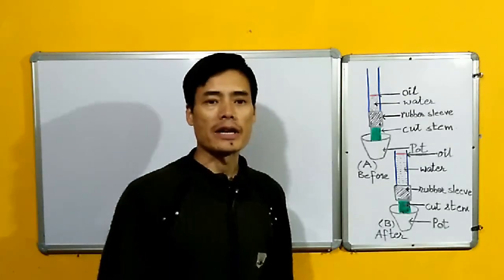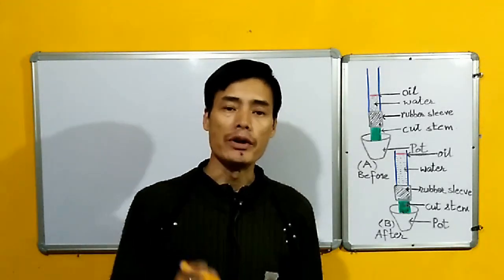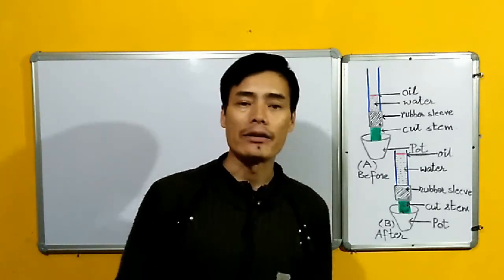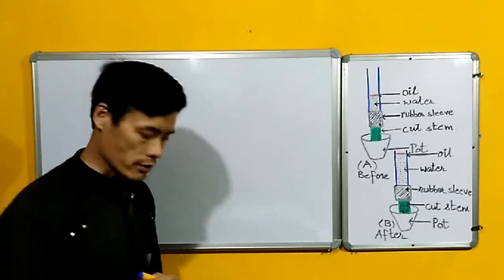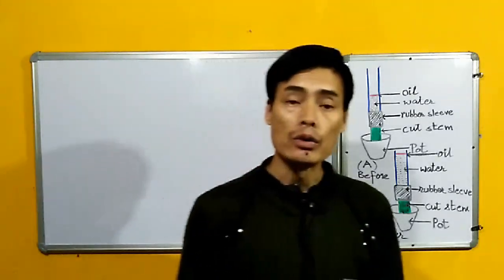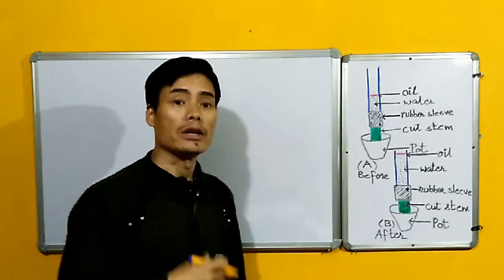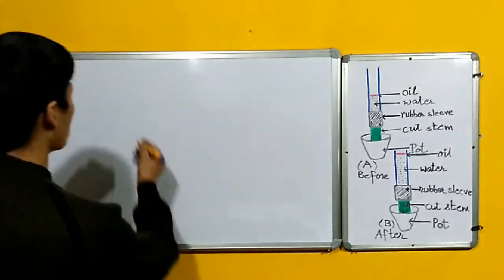Now we shall understand the movement of water and mineral salts from the roots up to the aerial parts of the plant. And this movement of water and minerals from the roots to the shoot and from the shoot into the higher aerial parts of the plant is called ascent of sap.